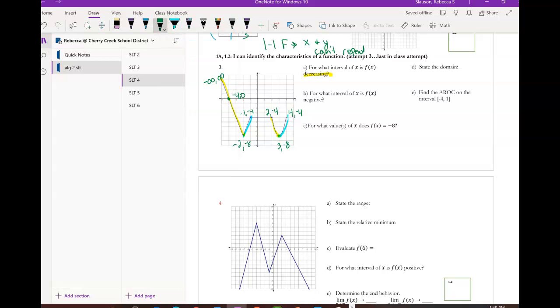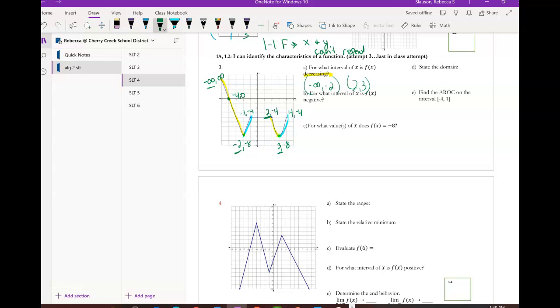So where does it start the decrease? That's the negative infinity here. Where does it end the decrease? It's -2. Always parentheses on increase and decrease. And then my other one, it's going to start at 2 and end at 3. I don't ask about negative, so there we go.